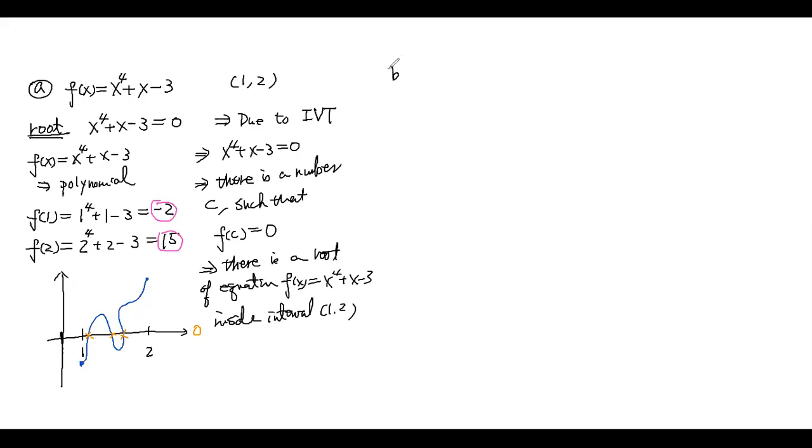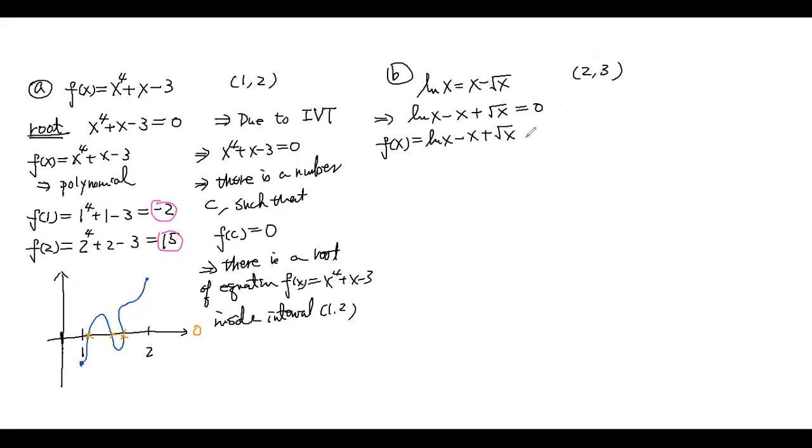Okay, now let's take a look at part B. It's the same way. As you can see, those problems are pretty straightforward. This is ln x equals x minus the square root of x, and the interval I'm interested in is [2, 3]. So you can move these terms here: ln x minus x plus the square root of x equals zero. So that means I'm going to find the function f(x) = ln x - x + √x.